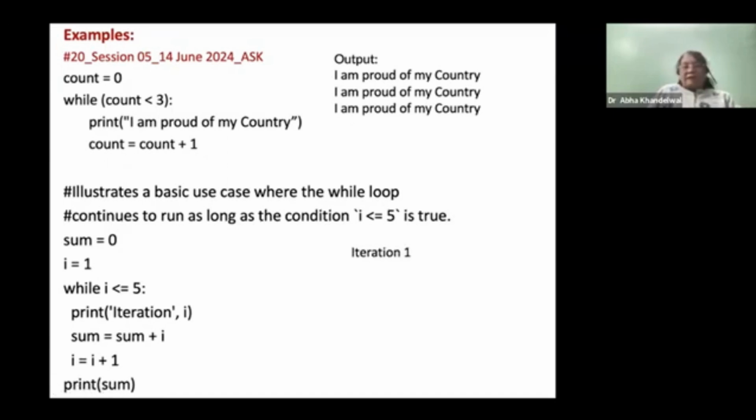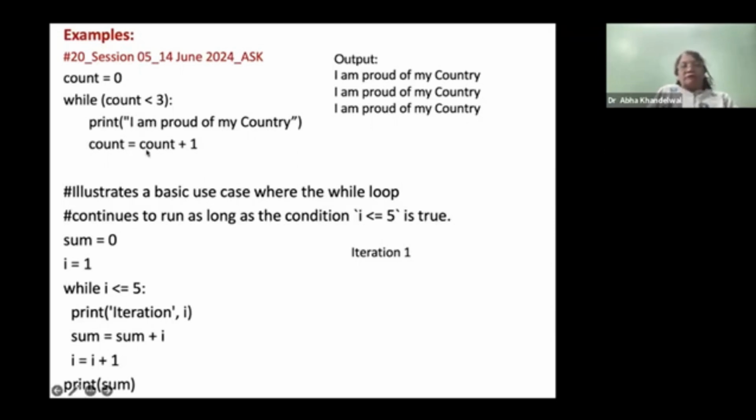So I have taken count as the variable name. You can take c also, whatever you want. So count equals 0, which means initially we have assigned the value 0 to count. Now, while count is less than 3, what is the condition? Count is less than 3. Till this is true, it will go inside the loop, and there are two statements written inside the loop: print "I am proud of my country", and count equals count plus 1.